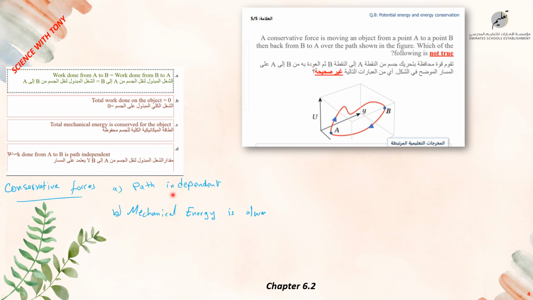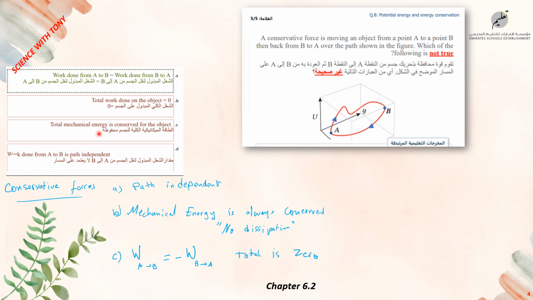You should know three main ideas about conservative forces. First, they are path independent, so wherever the path is, the work is the same. Second, the mechanical energy is always conserved, so there is no dissipation of energy. And lastly, the work done from point A to point B is equal to the negative of the work from B to A. So we can cancel some of these options.